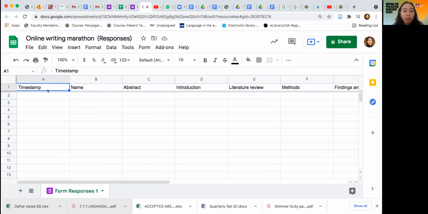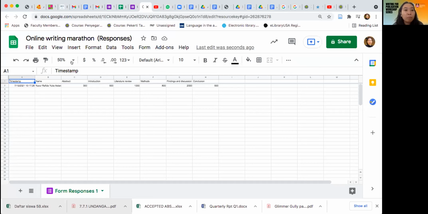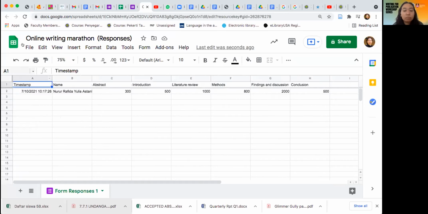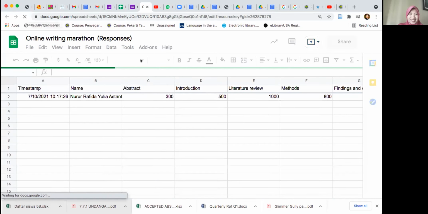Participants, I hope you are in the form right now. Yeah, Nurul Rafida is attempting 1,000 words for the lit review. Looking good. Carry on, people. I think only 1% has a clear goal. Other students were still thinking.